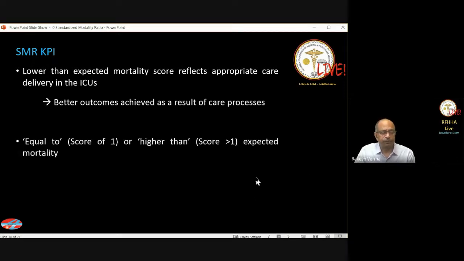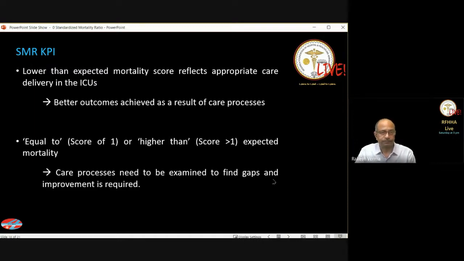Now, what happens if the score is equal to 1 or higher than 1? Then obviously we have actual mortality which is either the same or more than the predicted mortality. We need to look into the processes and the structures very, very carefully to find out where the gaps are, why it is happening, and we need to figure out by carrying out, let's say, a root cause analysis using multiple methods which are there, and find out why we have a mortality which is higher than expected and address that requirement.